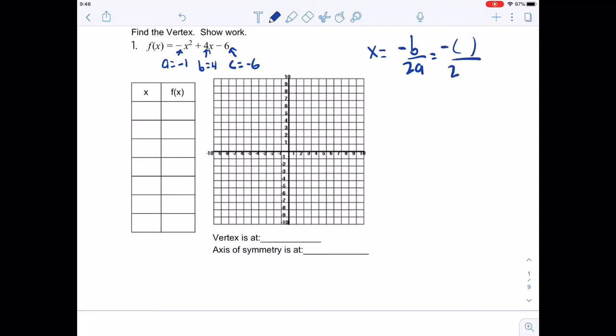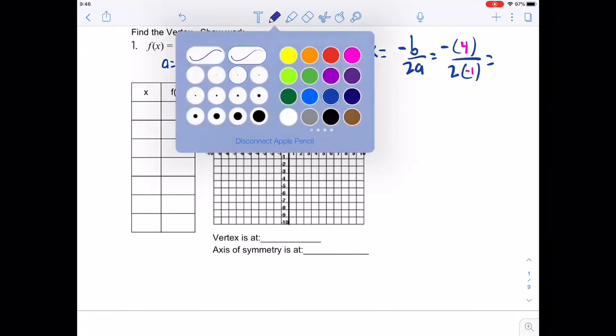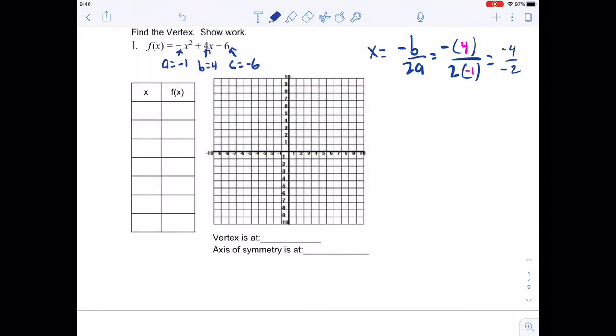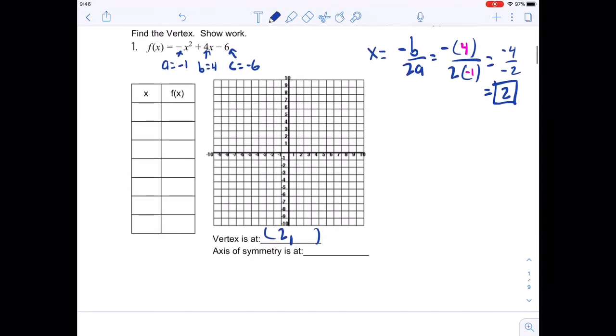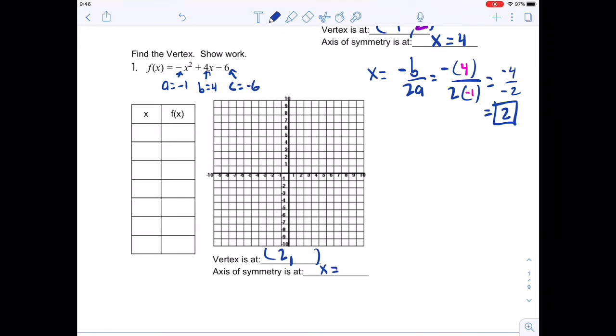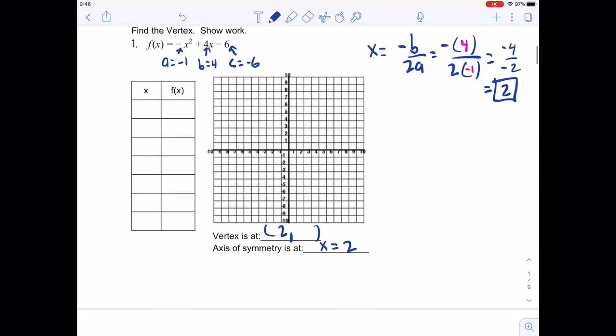Negative B over 2 times A. So negative B, B is 4. So we get negative 4. A is negative 1. So we calculate that, it's going to be negative 4 over negative 2, which is 2. All right, so our vertex x value is 2. And remember, the same thing is for our axis of symmetry. So our vertex is 2 something, our axis of symmetry is 2. Just by doing that, you can find out what the axis of symmetry is.